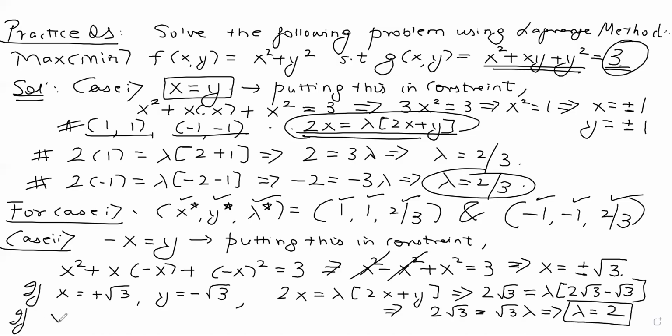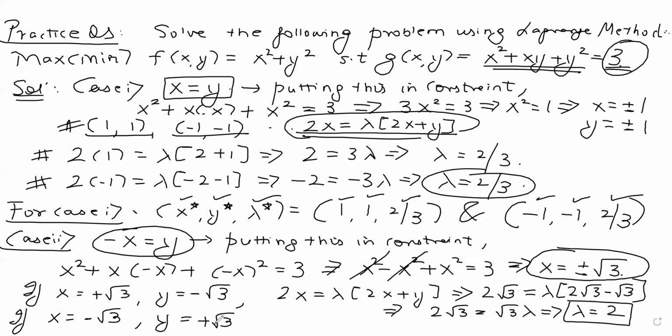And on the other hand, if I take x as minus root 3, because x is plus minus root 3, right? So if I take x as minus root 3, then y will be plus root 3. In which case, again, if I put it in this particular function and solve it for lambda, you can see that you will get the value of lambda as 2. You put x as minus root 3 and y as plus root 3 in this equation, you can again verify that you get lambda as 2. That means for case 2, we are getting another possible solution.